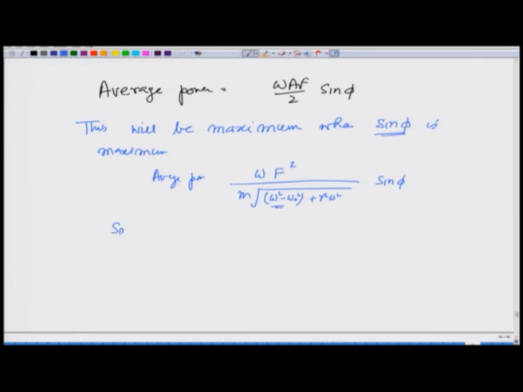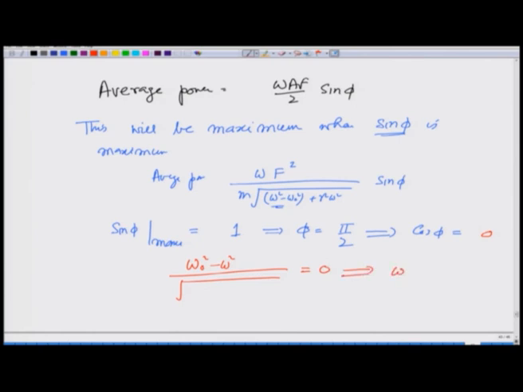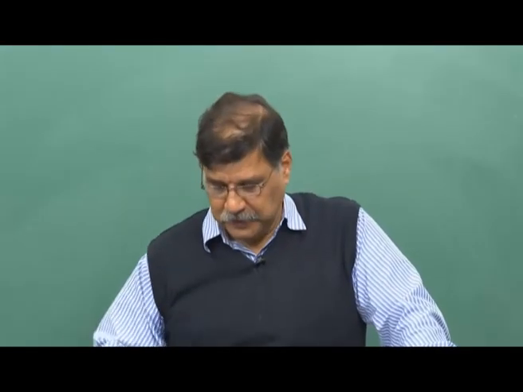So, sine phi maximum is 1, which implies phi equals pi by 2, which implies cosine phi equals 0, and that means omega 0 square minus omega square over the square root, that whole thing is equal to 0, implies omega 0 square equals omega square, or omega 0 equals omega. So, what have we learnt? The average power supplied by us is maximum when resonance occurs, right. So, that is the interpretation.